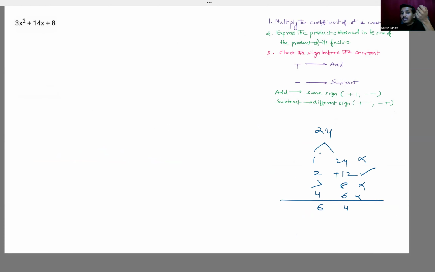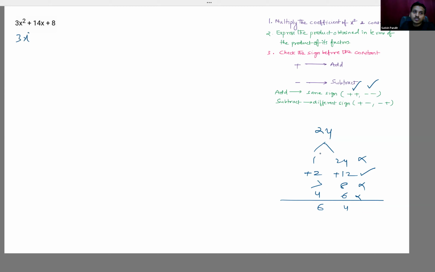So both the numbers should be plus because we want to add, because before the constant we have plus. We should add to get plus 14, and during addition the same sign should be used. If you use minus, the answer will become minus 14, correct? But we need plus 14, that is why both the numbers should be positive. I've explained each and everything in the first part of the lecture. So first make that clear and then watch all this. Okay.